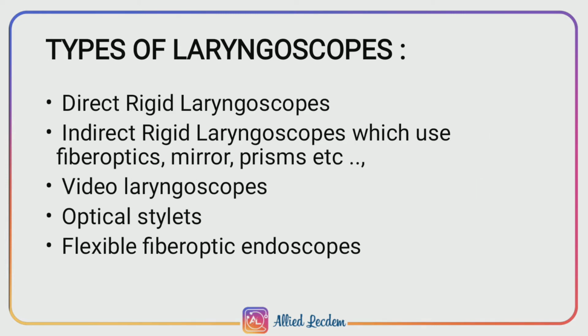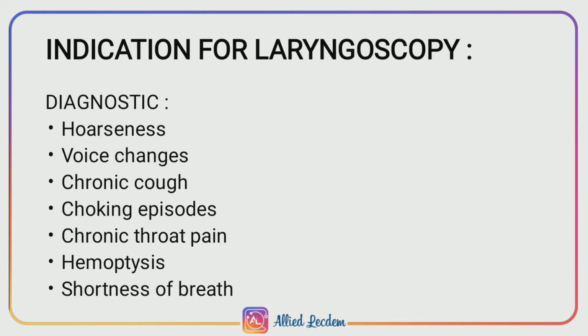Types of laryngoscopes: direct rigid laryngoscopes, indirect rigid laryngoscopes which use fiber optics, mirror, prisms, etc., video laryngoscopes, optical stylets, and flexible fiber optic endoscopes.